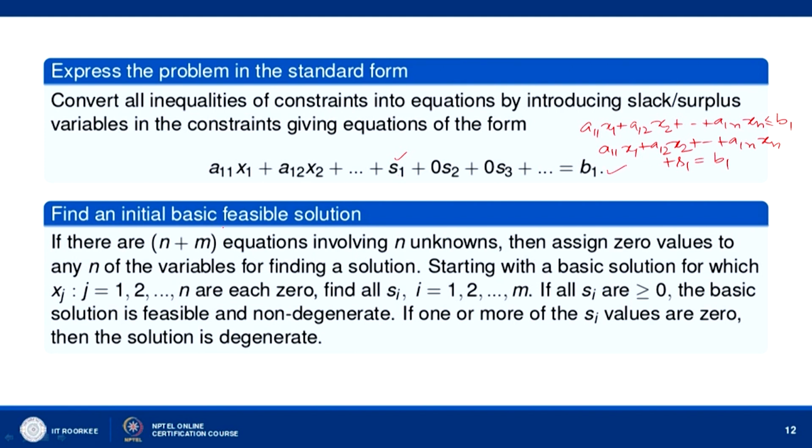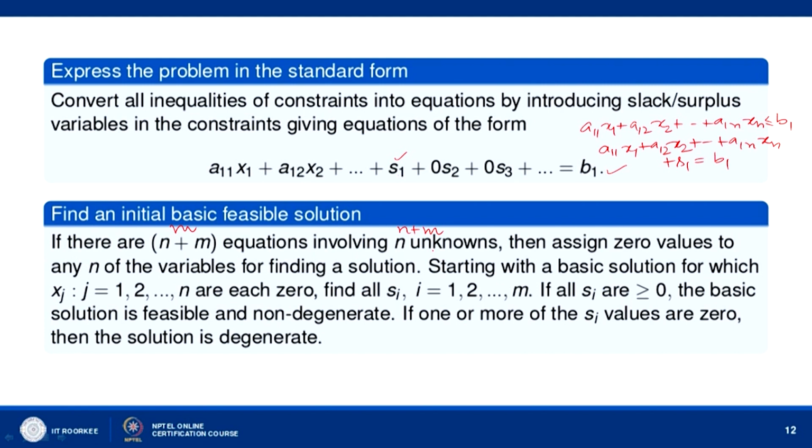Now, find an initial basic feasible solution. After the constants have been converted into equations, we start to find an initial basic feasible solution. Suppose there are m equations involving n plus m unknowns. What we will do? We will assign 0 values to any n variables, so that we have m equations involving m unknowns, and then we start with the basic solution. So, those m equations in m unknowns can then be solved.